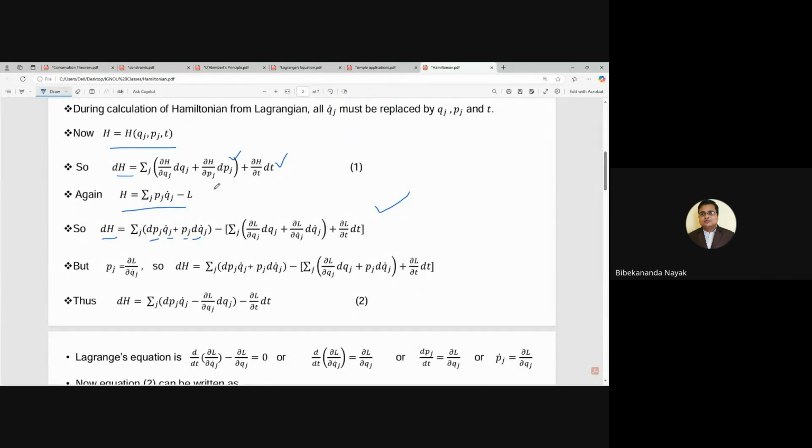If both the equations are the same, compare the coefficients. Here dqj is multiplied with del L by del qj dot, del L by del qj dot equals pj. Then we get the Lagrange expression.